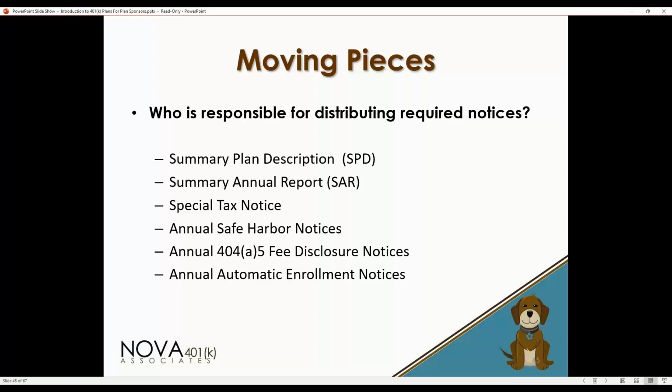I mentioned that notices are required to be distributed to participants, and there could be quite a few depending on what provisions you have in your plan. The first is going to be the summary plan description, which is a layman's term booklet that's provided to each participant. And so that would be distributed to the participants by you as the plan sponsor. And I normally recommend that that summary plan description be given to each participant with their enrollment materials. And again, that way you know that they're receiving everything at once.